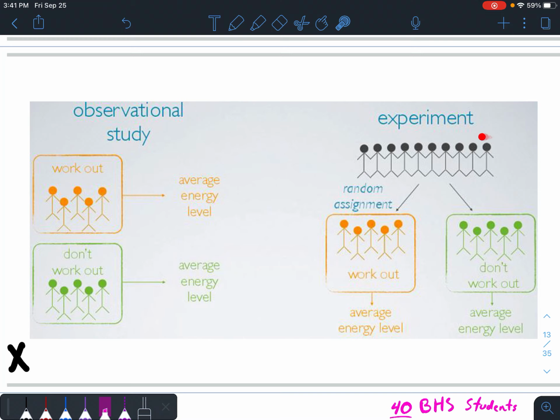Now, an experiment, on the other hand, you have a group of individuals, informed, consenting individuals. What we're going to do is take them and randomly assign them. They don't get to pick. They're going to be assigned a group that's going to either work out or not work out. And what we're doing is taking the average energy level from there. So you see where the manipulation is. We're saying, hey, you need to work out, you need to not work out, then we're going to take the average energy level of you that work out and you that don't work out. Whereas over here, this is already happening, and we're simply observing the average energy level.